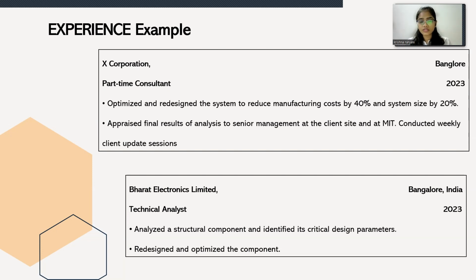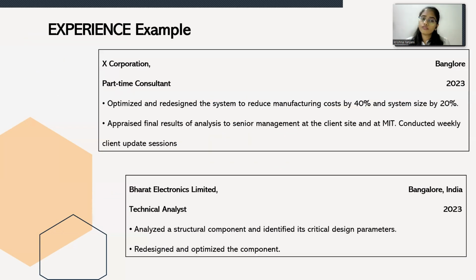Or if you don't find any numbers, it can be done this way: you can mention analyzed the structural component and identified critical design parameters. As I told you, you can see this. Analyze, you have done the analysis. Critical design parameters, you will be able to explain. Redesigning, optimizing the component. These are some of the particular keywords that you can mention, right?